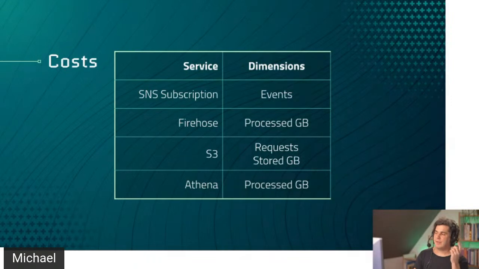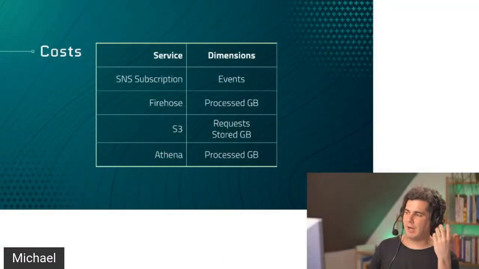So I think one of the important questions about this architecture is, okay, what does it cost? So what are the AWS fees we have to take into account? So first, we pay for the SNS subscription. SNS subscriptions are priced based on the number of events they process. So the more events you ingest into the SNS topic, the more you pay for the SNS subscription, which kind of makes sense. If you don't ingest any data, you will not pay anything for the subscription.